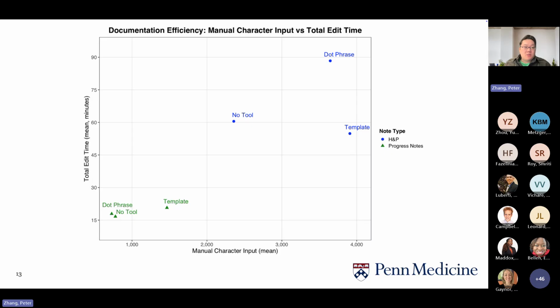So again, you can see that templated notes have higher manual input, which is expected. And across all three groups, there wasn't really a big difference in the amount of time it took to complete the notes. So what I wanted to show here is that the template potentially has an advantage in that we have more information being manually inputted without sacrificing the amount of time it takes for providers to complete those notes.